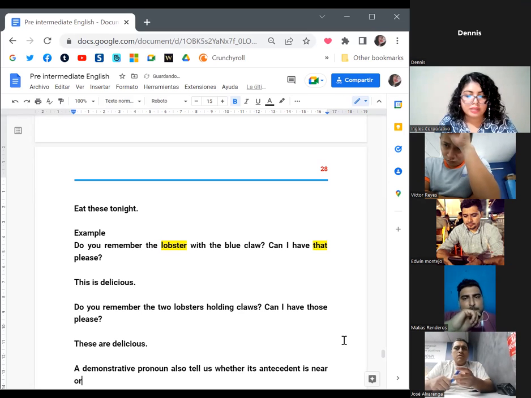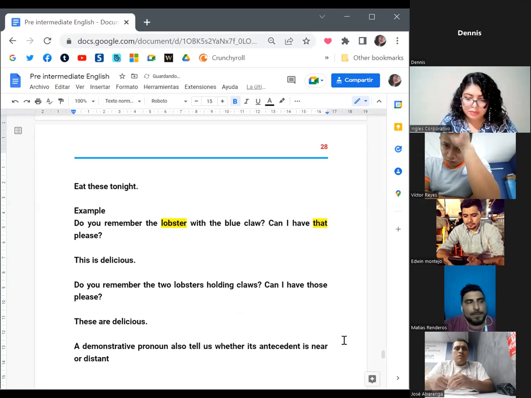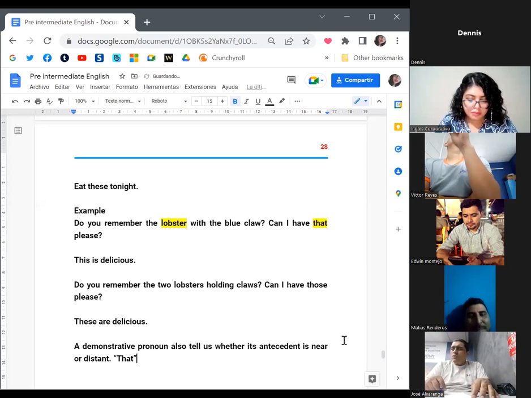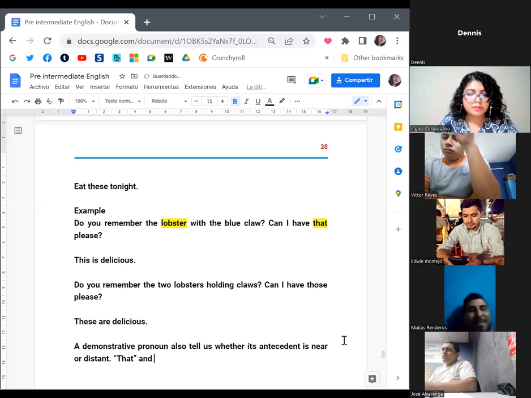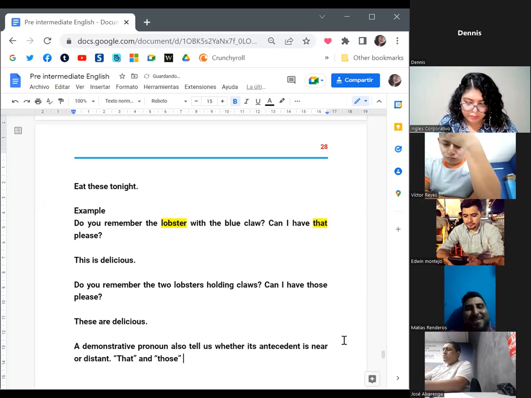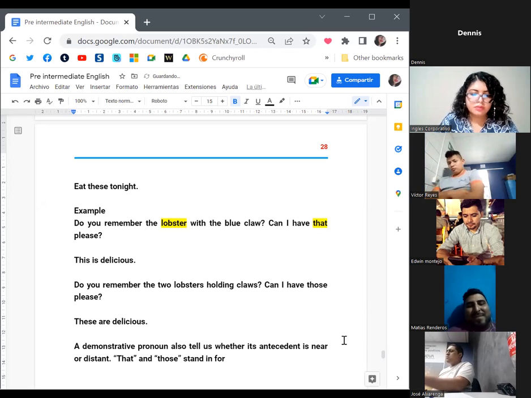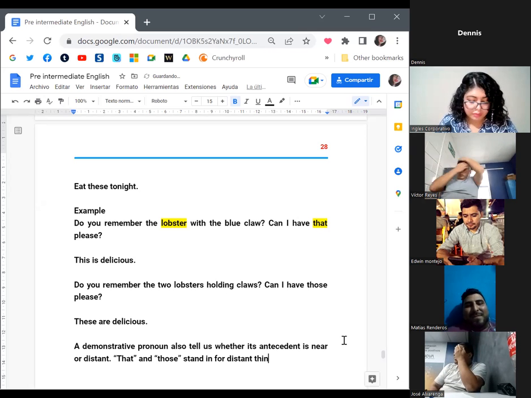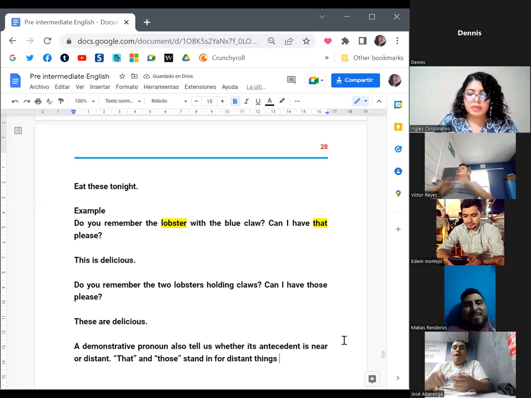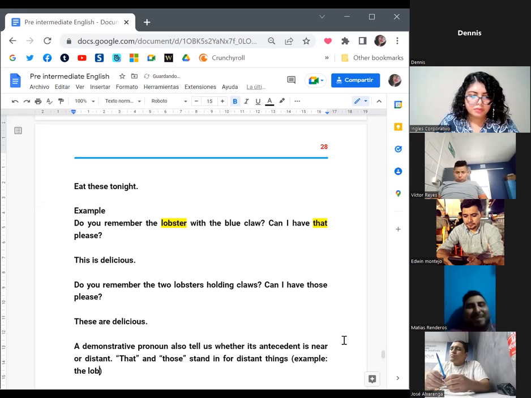Near or distant. And we have that, and those, stand, and we have the example here. Lobster in the tank.